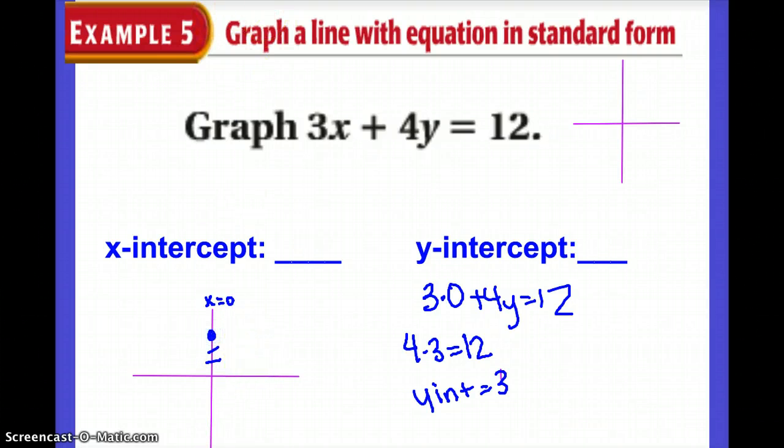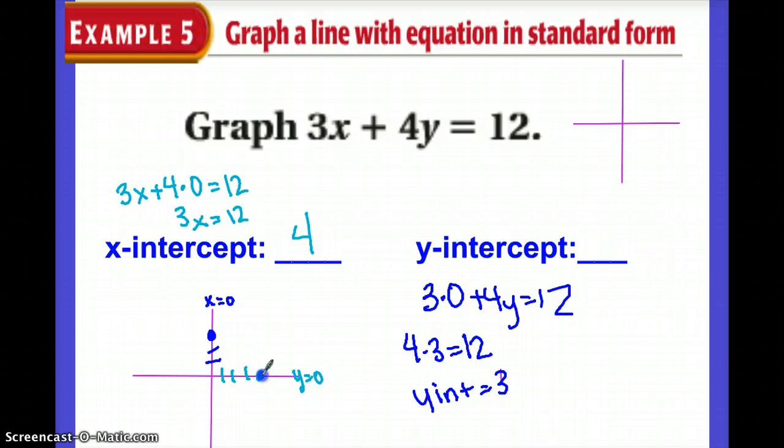I can do the same for my x-intercept. For the x-intercept, I know that y equals 0. So 3x plus 4 times 0 equals 12. 3 times what equals 12? I know that that's 4. 1, 2, 3, 4. There's my x-intercept, there's my y-intercept. It makes it really easy to graph a line when I have x and y on the same side. We call this the intercept method because I've graphed both the y and the x-intercept.